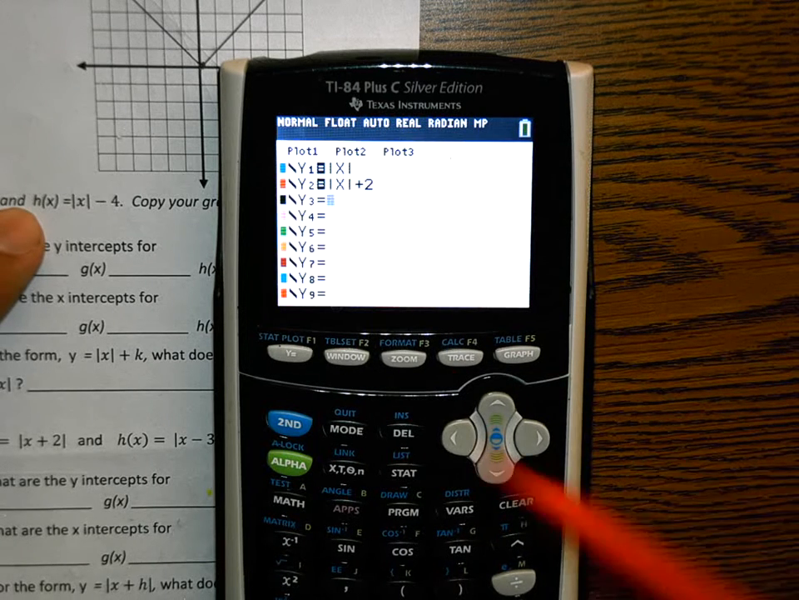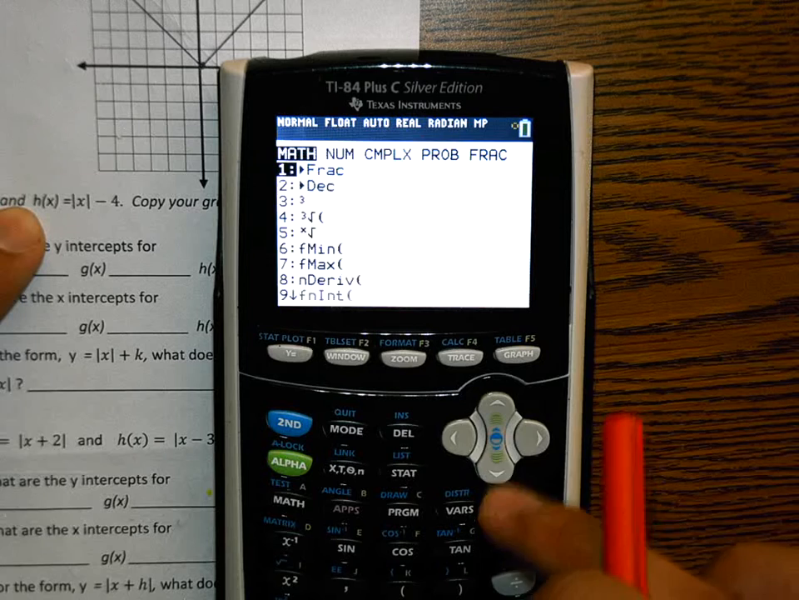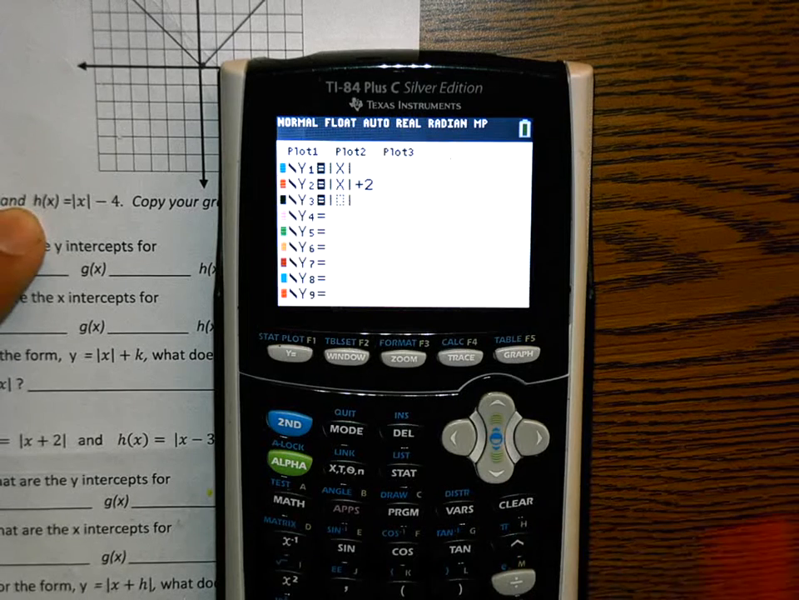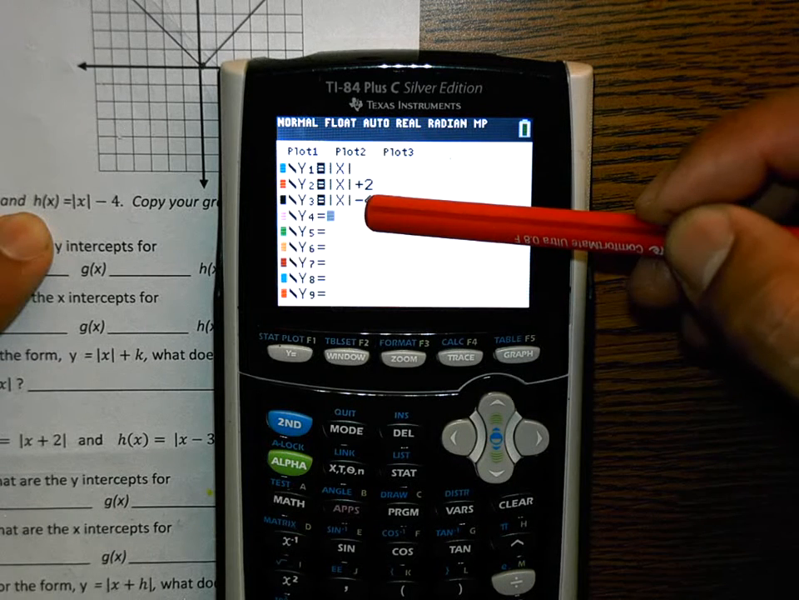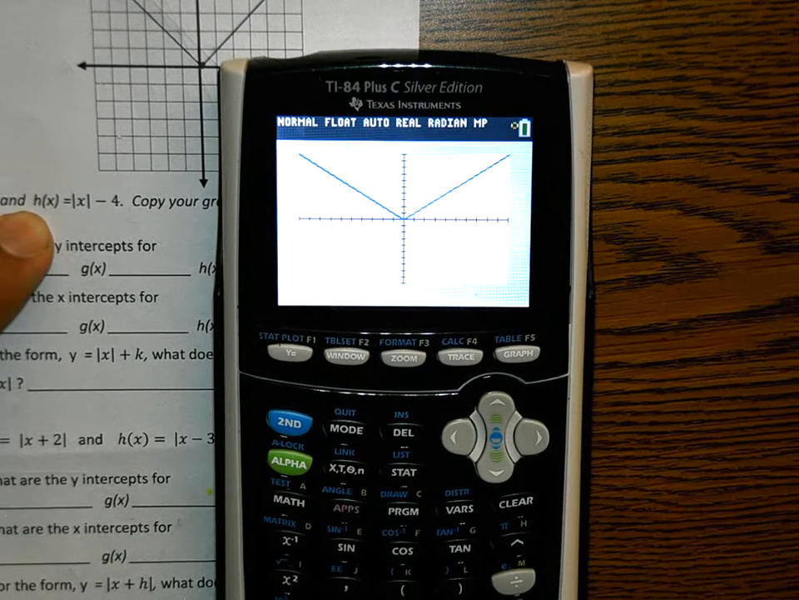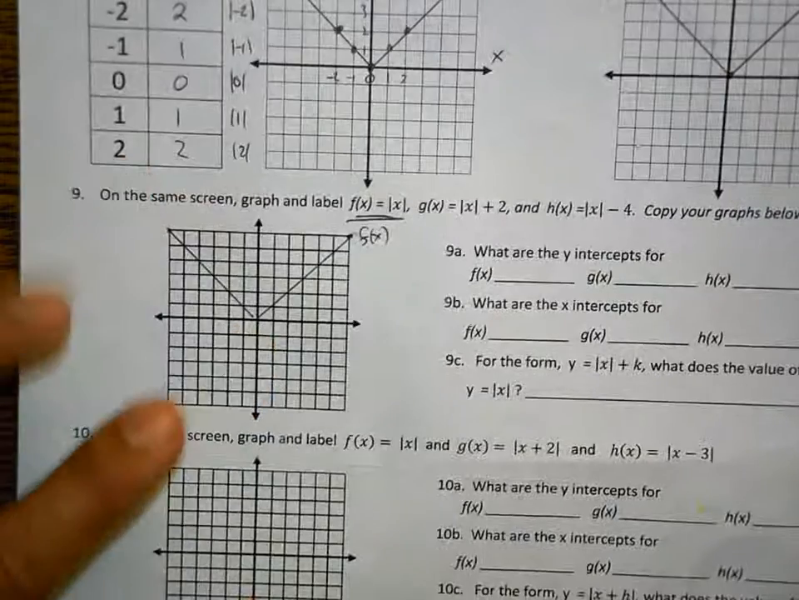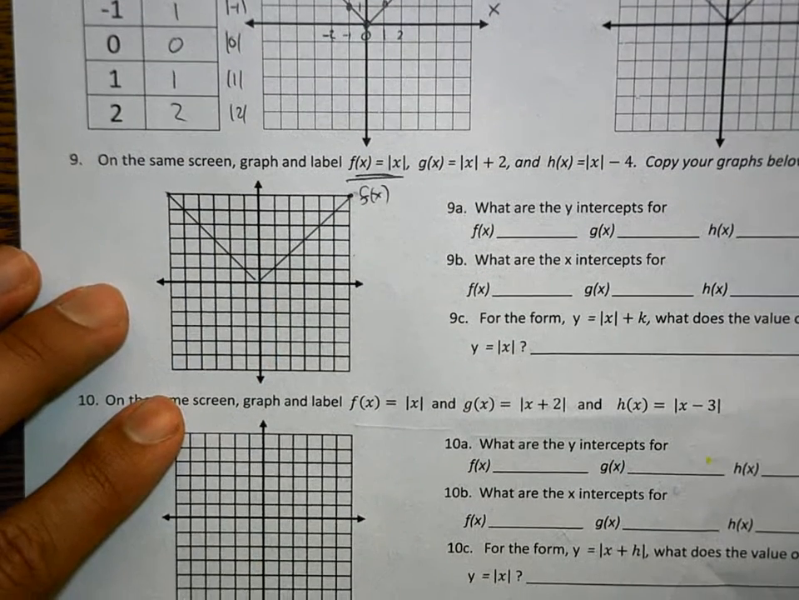And the third one is absolute value x outside of parentheses minus 4. You see how it has the blue one, then the red one, and it's going to graph the last one in black. Here you go. Blue one, red one, black one. Let's copy those graphs for number 9. That was pretty cool.